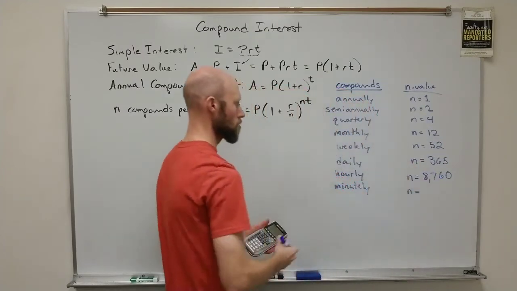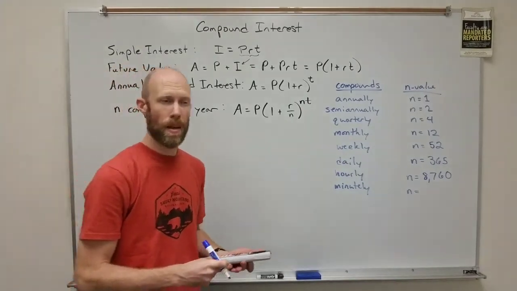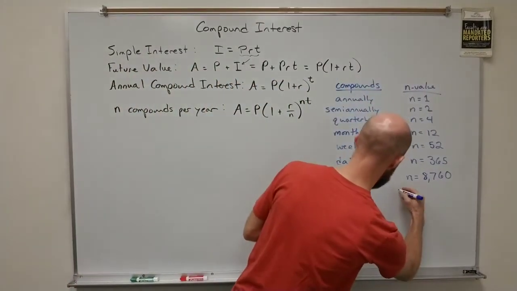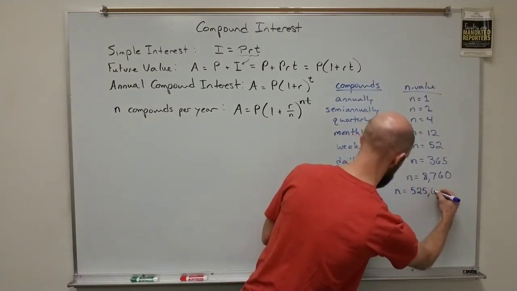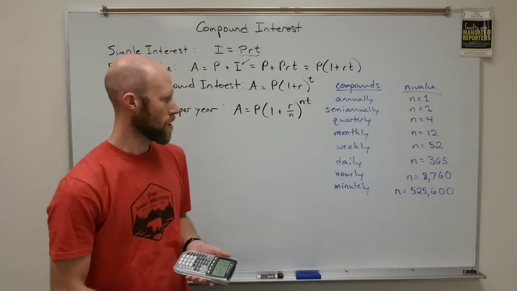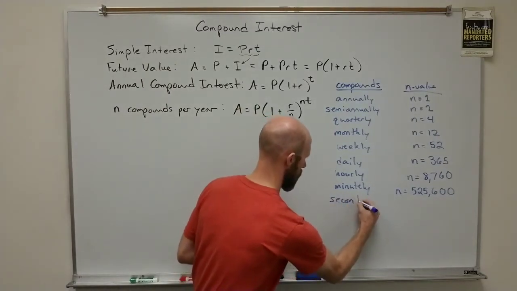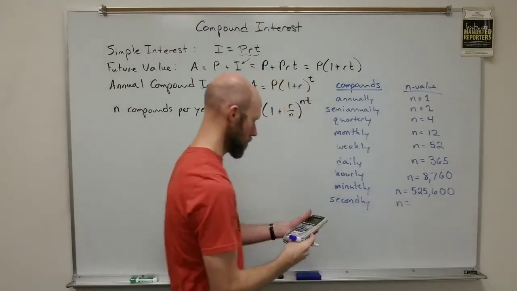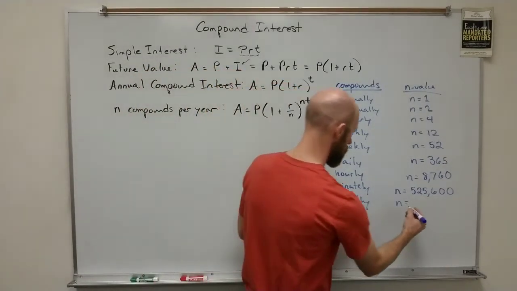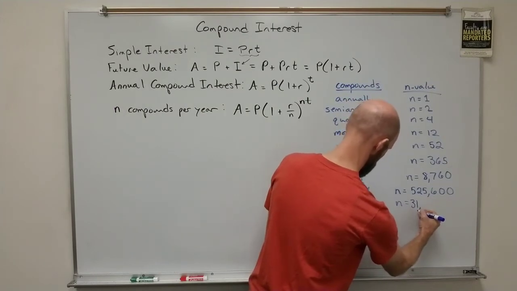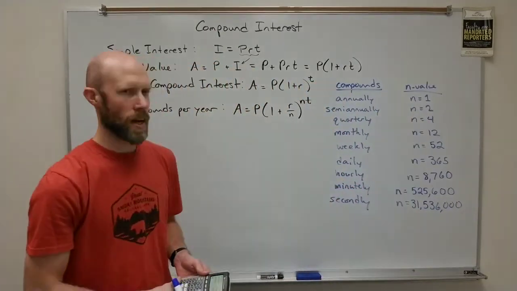Minutely, the n value is 8760 times 60, because there's 60 minutes in an hour. And you get 525,600 minutes in a year. And of course, if you wanted secondly, the n value is, what's that times 60? 31,536,000 seconds in a year.